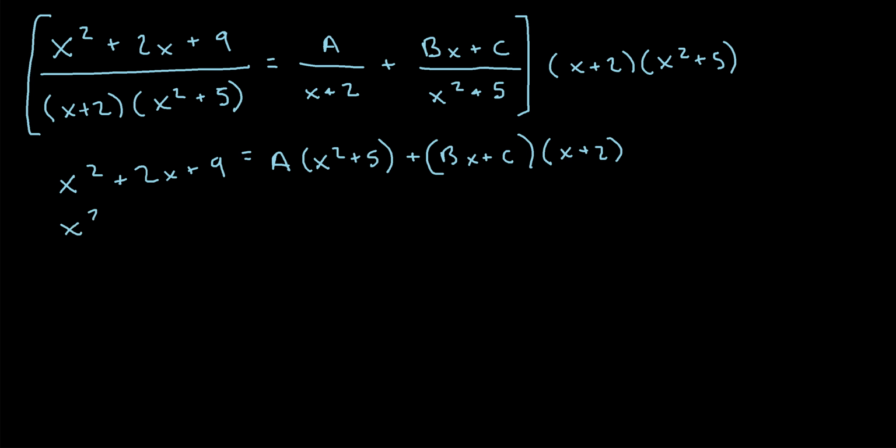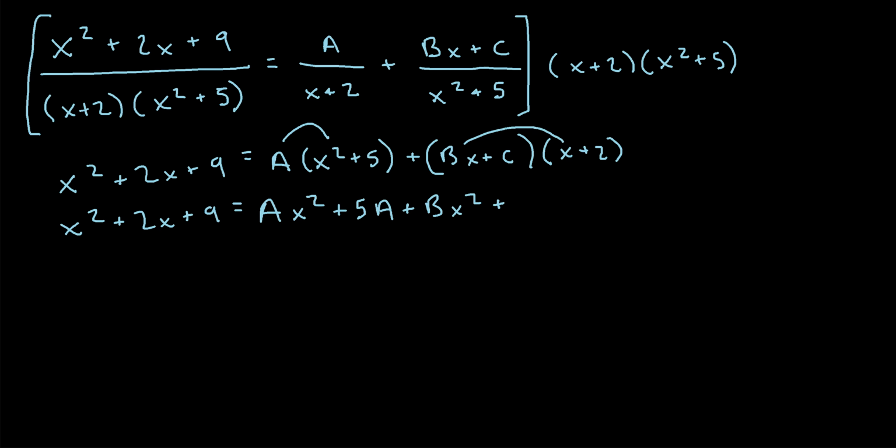So let's write x squared plus 2x plus 9 is equal to, if we distribute this a, we get ax squared plus 5a. And then over here, if we FOIL these terms, we get plus bx squared plus, we have bx times 2, so 2 times bx, and then we have c times x, so plus cx, and then we have c times 2, or plus 2c.